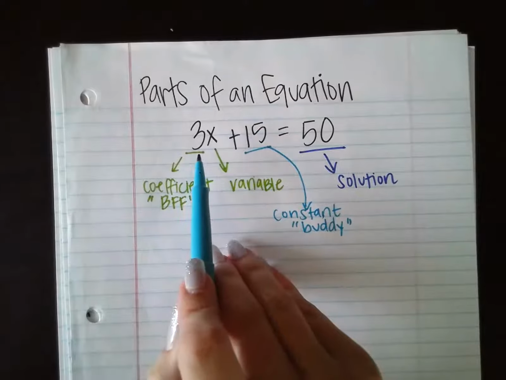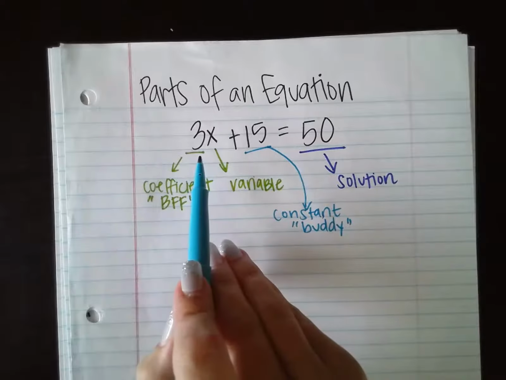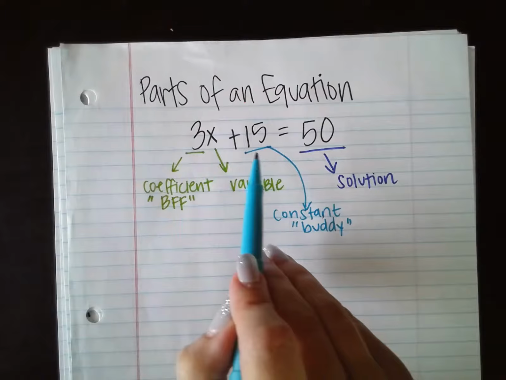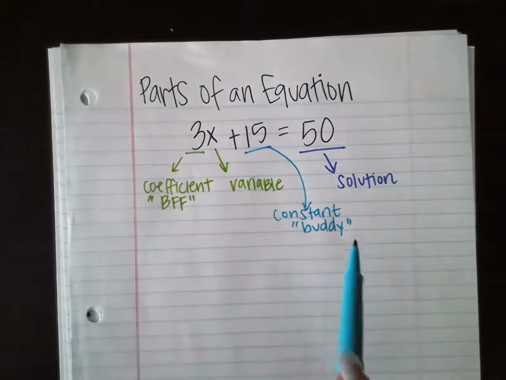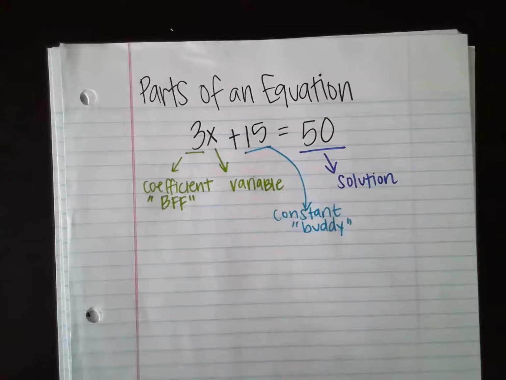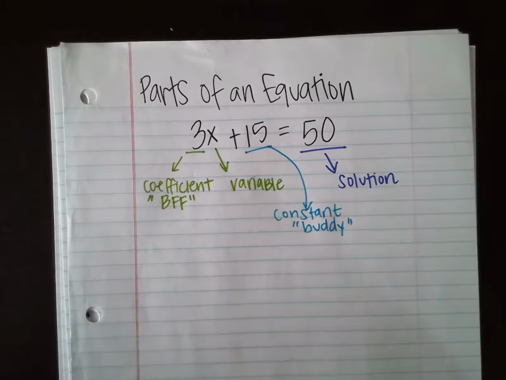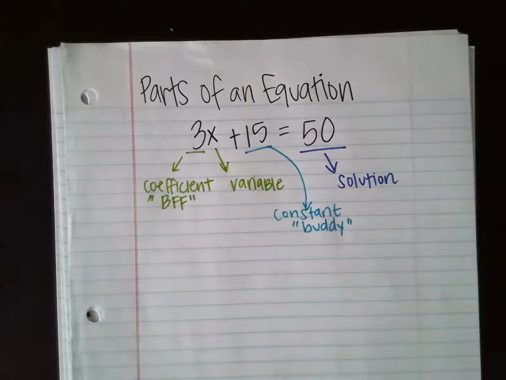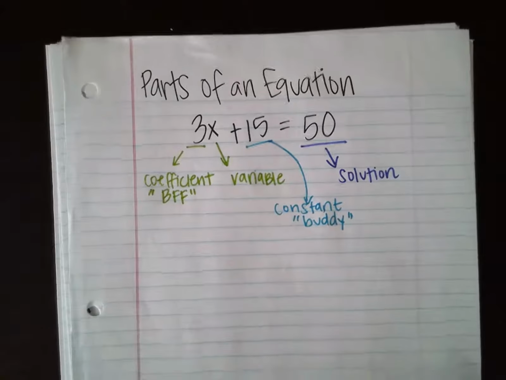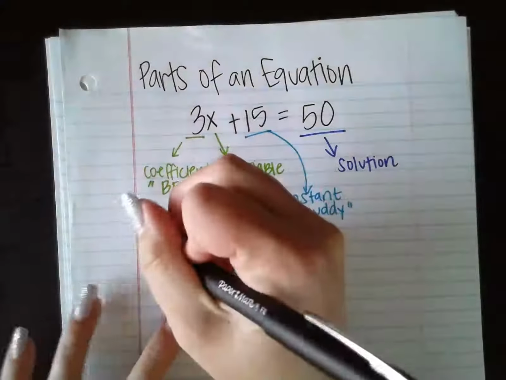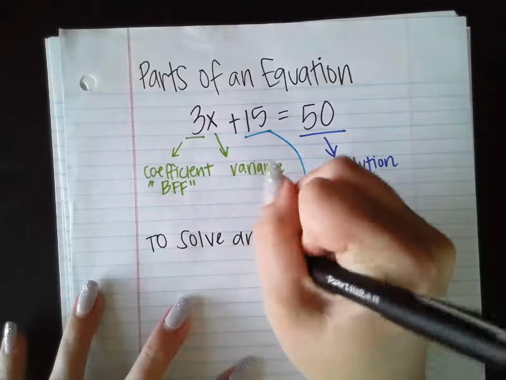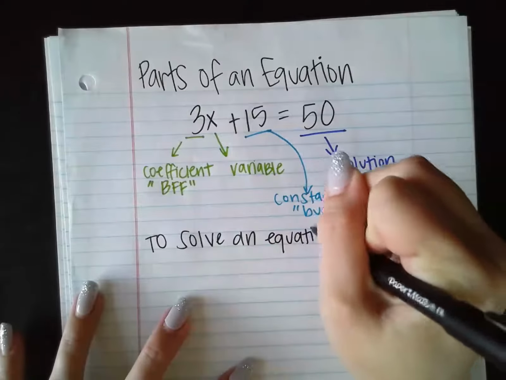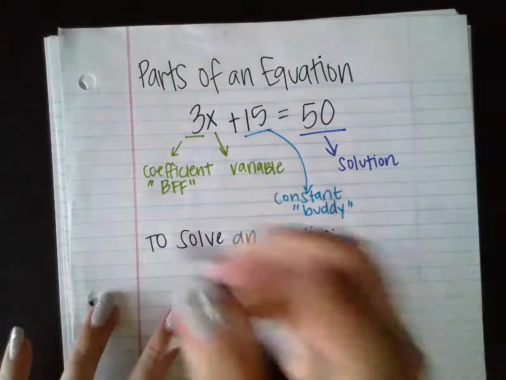Sometimes we may have more terms in our equation, so we may have other coefficients, other constants, and so forth. But these are all the main parts of the equation, okay? So when we solve an equation, there are 3 steps. To solve an equation, our 3 steps are the following.